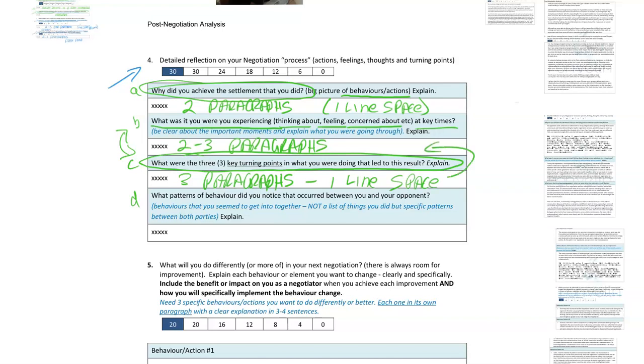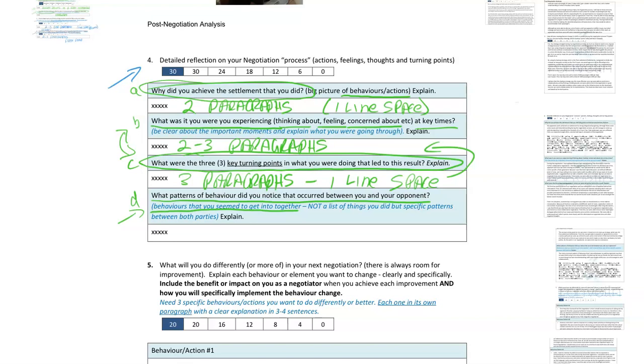And then the last question, what patterns of behavior did you notice that occurred between you and your opponent? These are not individual patterns. In other words, it's not you alone. These are patterns between you and your opponent together. So were you both kind of digging your heels and one of you was highballing, one of you was lowballing?